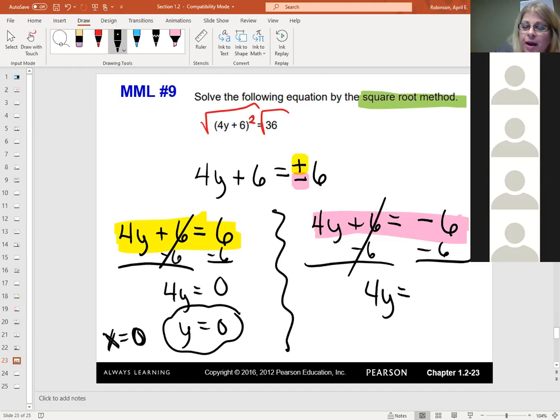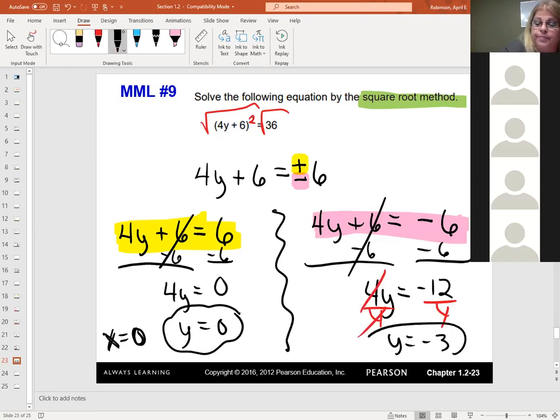All right, so 4y equals negative 6 minus 6, which is negative 12. And then on this one, I'd have to divide by 4. So that cancels out, and I get negative 3. So 0 and negative 3.